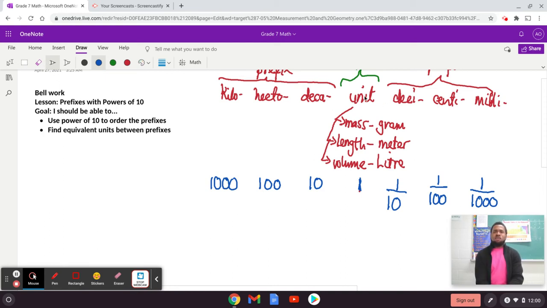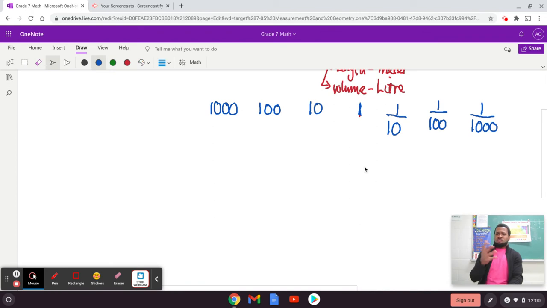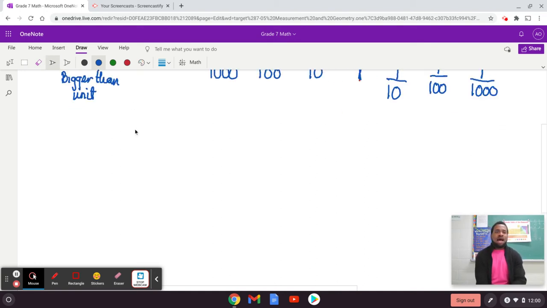And so that is how you're able to make equivalences between our unit and deca, hecto and kilo, and from our unit to deci, centi, and milli. Another way to express this is by using our ladder system. Through our ladder system, you can write this as going from bigger than unit, where we can build a ladder and this ladder is going down, so bigger than our unit.